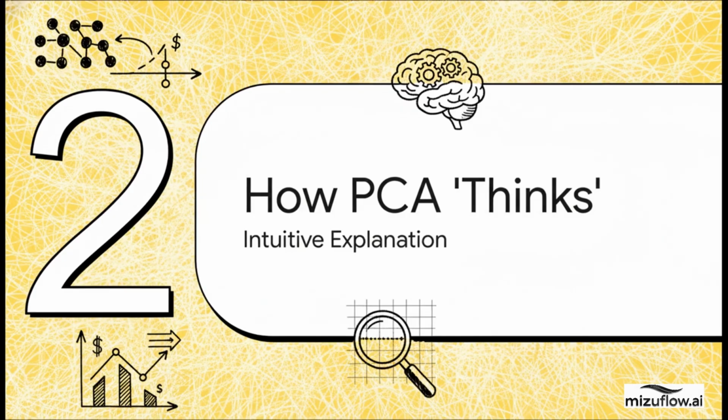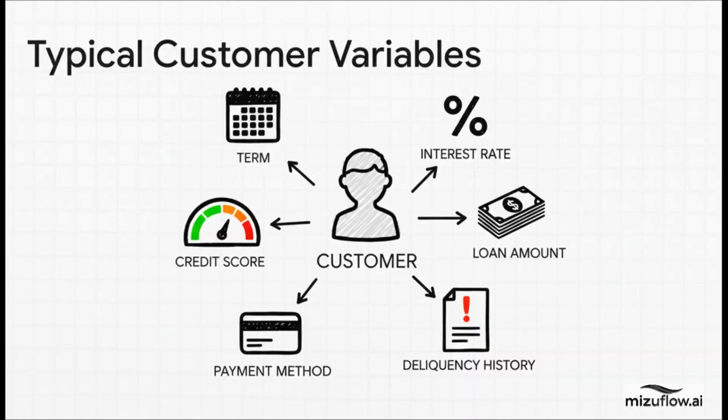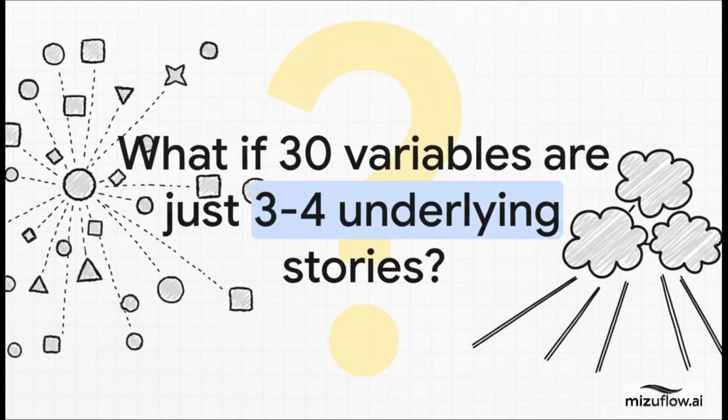Okay, but how does it actually do that? Let's try to build some intuition here for how PCA thinks, using an example I bet you'll recognize. Just imagine you've got a typical customer data set. We're not talking a handful of variables. You're probably looking at 30, 50, maybe even more columns for every single customer. These are the variables you see every single day: loan term, interest rate, credit score, loan amount, and on and on. And a lot of these things are connected. A lower credit score often goes hand in hand with a higher interest rate. They move together.